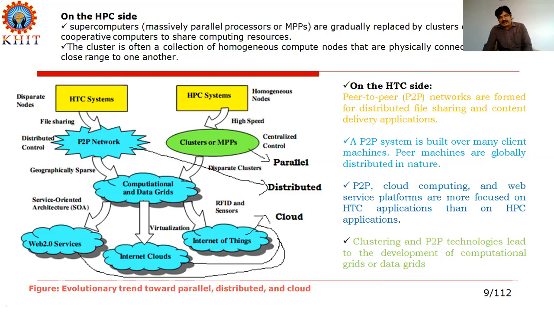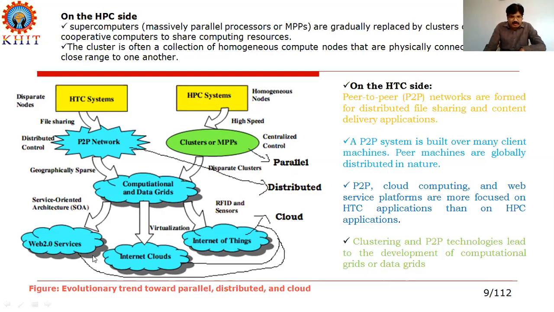P2P, cloud computing, and web services platforms are more focused on HTC applications than on HPC applications. Here, clustering and P2P technologies lead to the development of computational grids or data grids. So here we will compare only three categories, three computing techniques. One is parallel, another one is distributed, and another one is cloud.